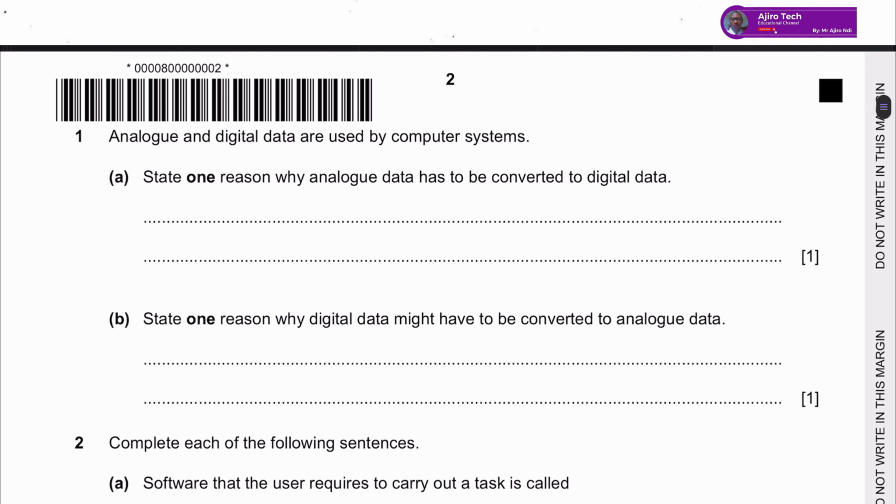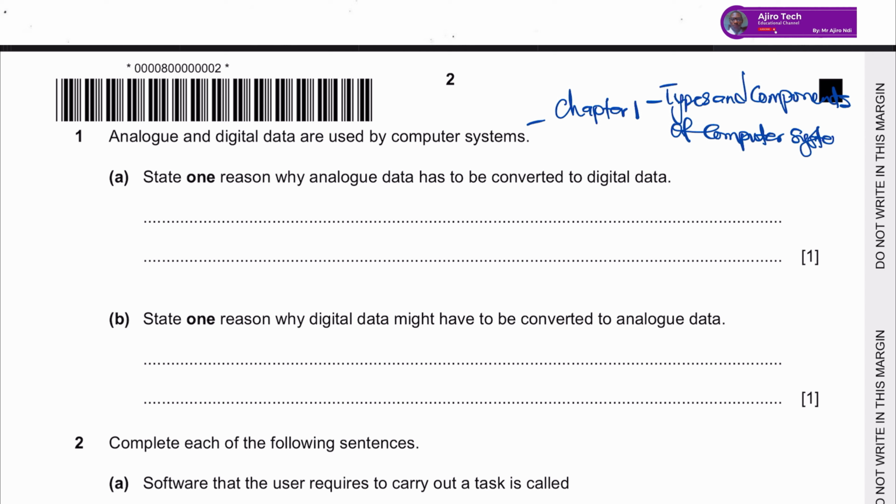Question 1. Analog and digital computers are used by computer system. This is something you see in chapter 1 of the textbook, which is what? Types and components of computer system. Okay. So they said state one reason why analog data has to be converted to digital data.